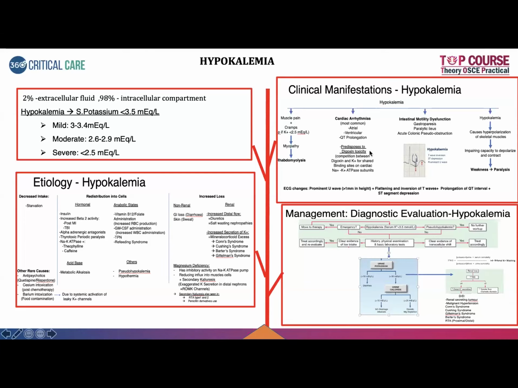So when the patient is on digoxin, you need to make sure the potassium levels are normal, because digoxin and potassium share a common binding site on the cardiac membrane, that is sodium potassium ATPase units. Okay, muscle pain, it can result in cramps, myopathy, and rhabdomyolysis. It can cause hyperpolarization of the skeletal muscles, impairing capacity to depolarize and contract, which will result in hypokalemic periodic paralysis as well. And gut, you can have gastroparesis, paralytic ileus, and pseudo obstruction as well.